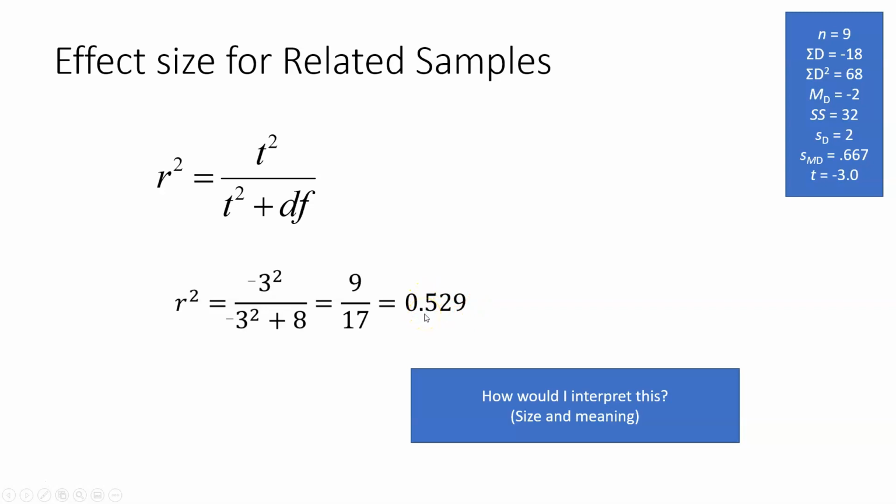Now, in terms of what it really means, we would say 53% of the variability in this situation is accounted for by whether people swore or not. 53% of the variability in this study, in this data set, is accounted for by the independent variable, which is whether they swore or not.